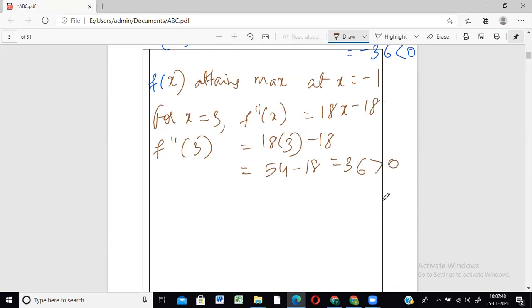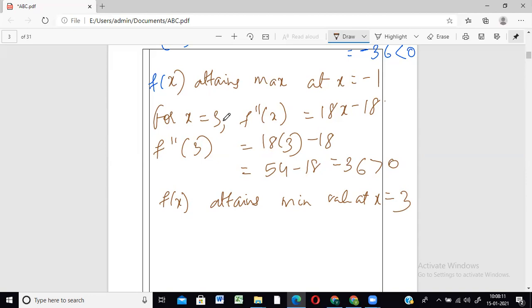So greater than 0 means I've told you that the function attains minimum value at x is equal to how much? 3, right? Don't write 36. As I said, this only tells you if it is maximum or minimum. But where the maximum or where the minimum is, that the value of x tells you, correct?